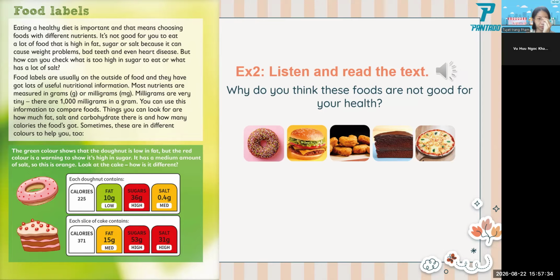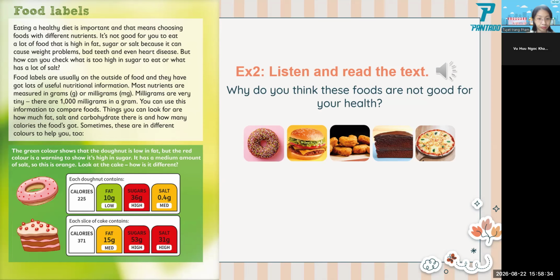You can use this information to compare foods. Things you can look for are how much fat, salt, and carbohydrate there is, and how many calories the food has got. Sometimes these are in different colours to help you too. Each donut contains calories 225, fat 10 grams, low, sugars 36 grams, high, salt 0.4 grams, medium. Each slice of cake contains calories 371, fat 15 grams, medium, sugars 53 grams, high, salt 3.1 grams, high.